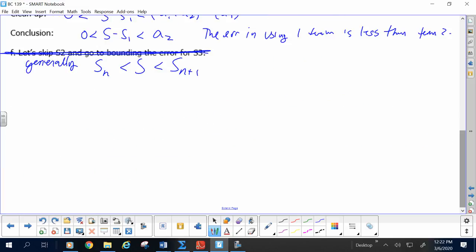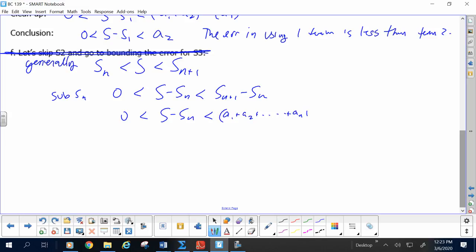All right. Now, if we were to then subtract s sub n, like we did above, then we get 0 is less than s minus s sub n is less than s sub n plus 1 minus s sub n. All right, which means 0 is less than s minus s sub n is less than... Now, the n plus 1 partial sum is the sum of the first term, the second term, continuing on to the nth term and the n plus 1th term, right? And the n partial sum is the sum of the first term, the second term, through what term? The nth term, yeah? And therefore, the difference between the infinite and a finite number, well, all the terms drop out except for the n plus 1th term.